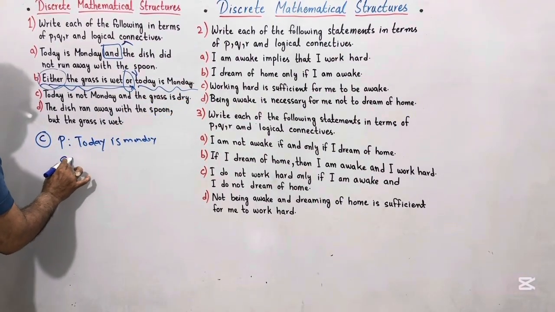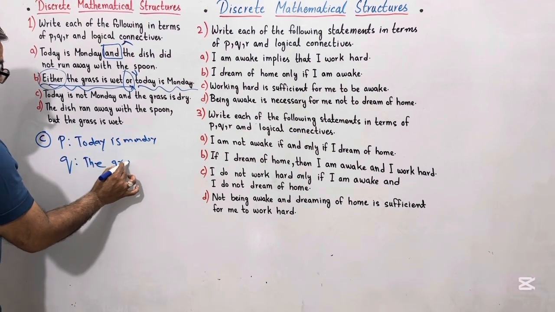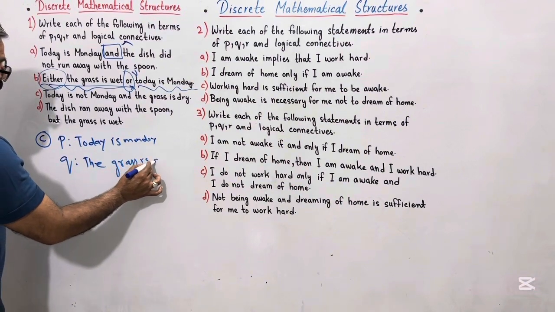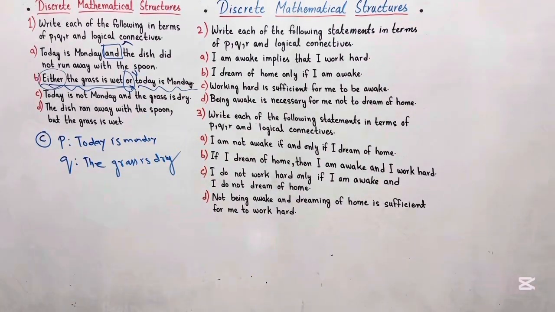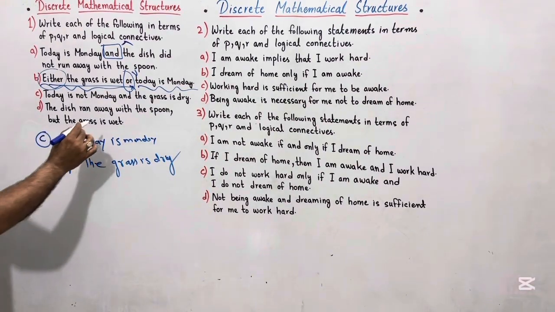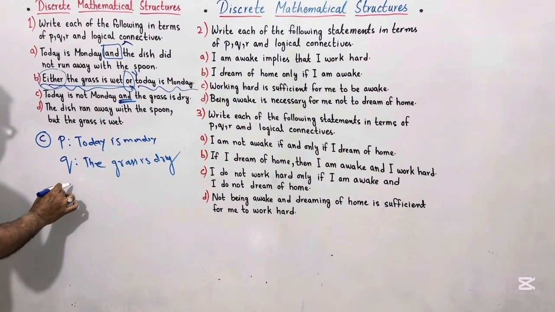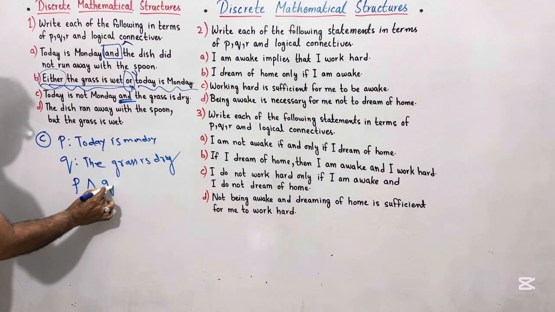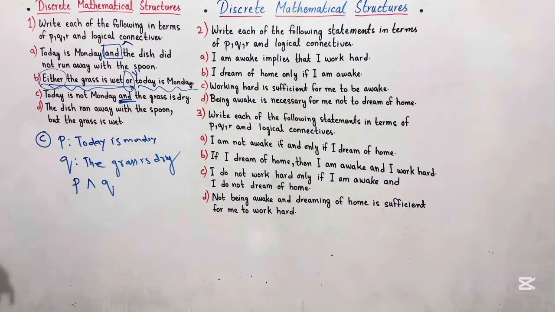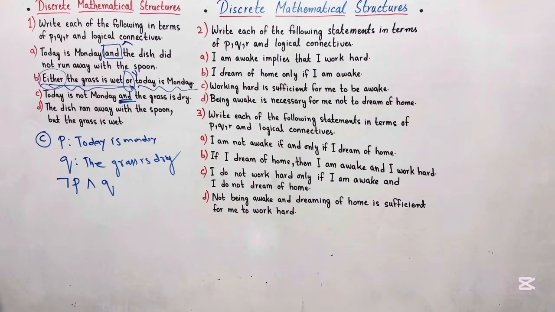Q is the grass is dry. Here we can write "and": P and Q. Today is not Monday; not means negation of P. So we have negation of P and negation of Q.